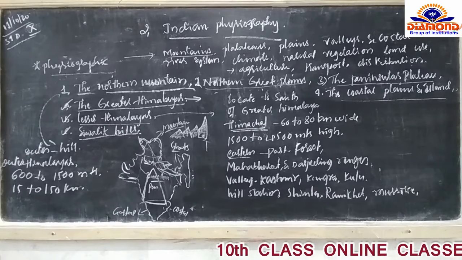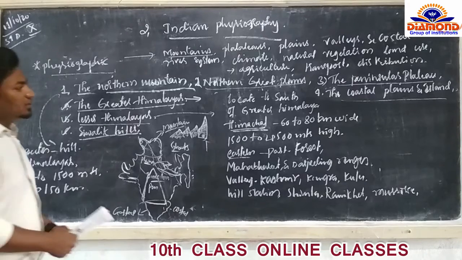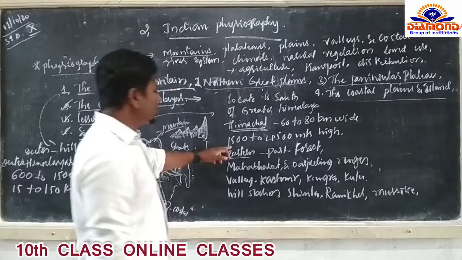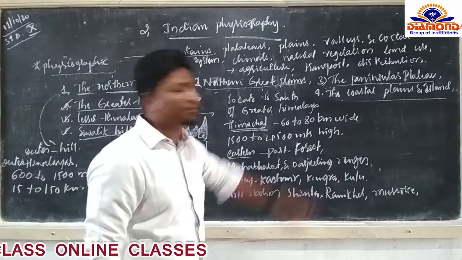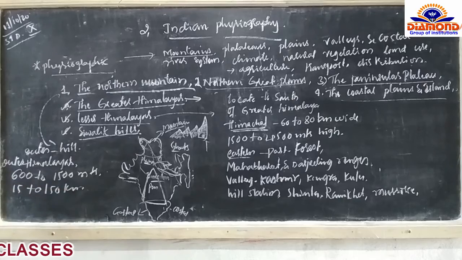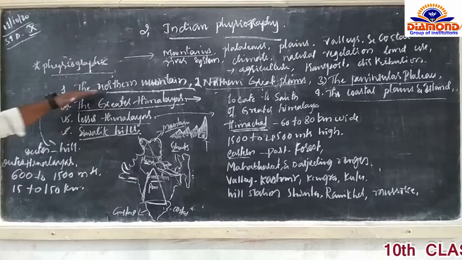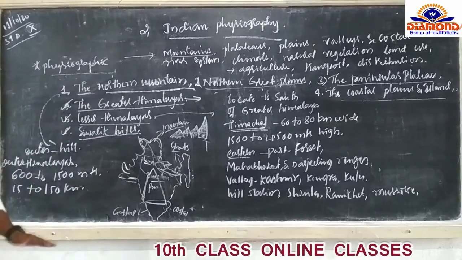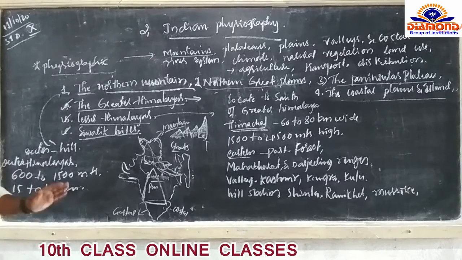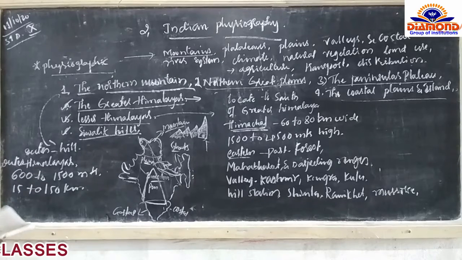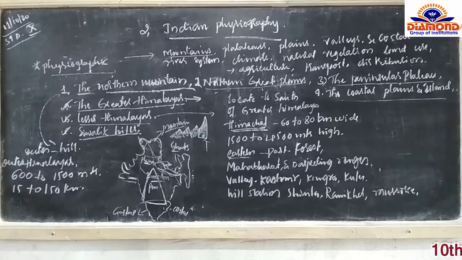As we heard previously, those are 60 to 80 kilometers wide and 1500 to 4500 meters of height. But now it is 600 to 1500 meters of height. So step by step, the northern mountains are getting lower and lower. These are the Himalaya ranges, and to understand this is very important.